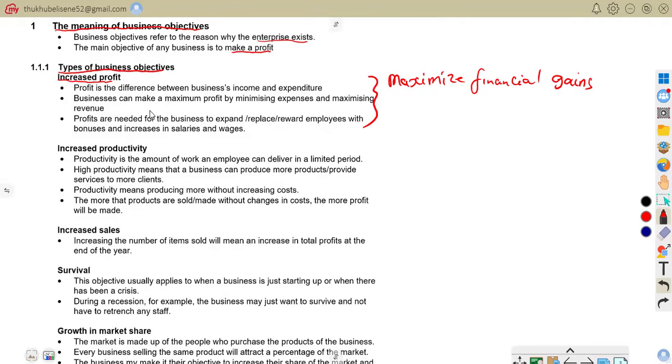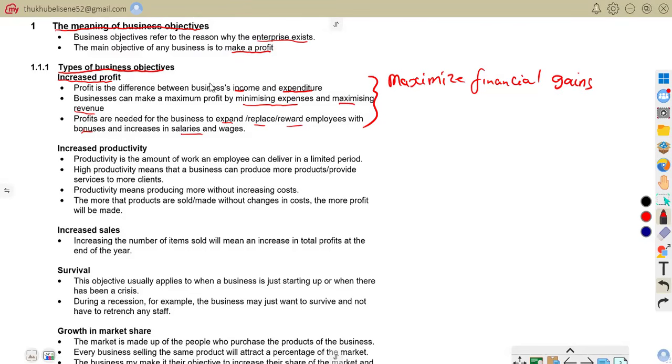Profit is the difference between income and expense. We know profit is the difference between business income and expense. A business can make a maximum profit by minimizing expenses, where we are trying by all means to reduce cost and maximize revenue. Profits are needed for the business to expand, replace, reward employees with bonuses, and increase salaries.